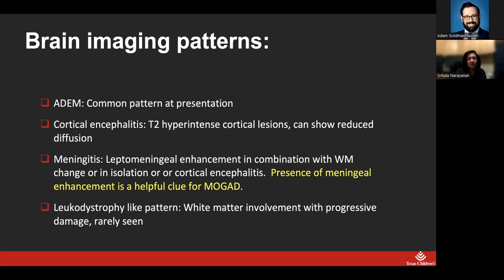So when we look at brain imaging patterns, keeping the criteria in mind, you can sort of think of this as either ADEM or there's a cortical encephalitis pattern where you have these T2 hyperintense cortical lesions that show reduced diffusion. There is a meningeal pattern with leptomeningeal enhancement that you can see either with white matter change, in isolation, or with cortical encephalitis. And the presence of meningeal enhancement can be a pretty helpful clue for MOGAD. Rarely, in much younger kids, you can see a leukodystrophy-like pattern where there is white matter involvement with progressive damage. But this is much less commonly seen.